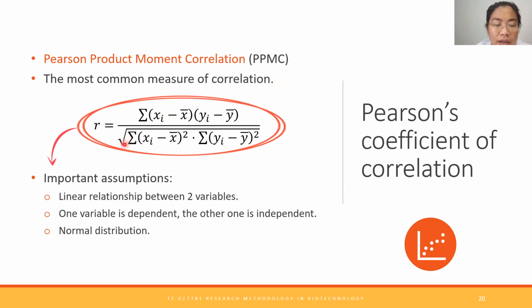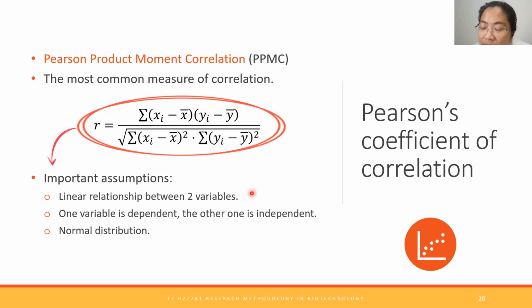So the formula to calculate the Pearson correlation is this formula. Since this is correlation, you have to have two variables, one is X and one is Y. You have to have the average of X and the average of Y, and then you subtract the average from each individual value. Anything with the bar on top is an average. And this is the formula.